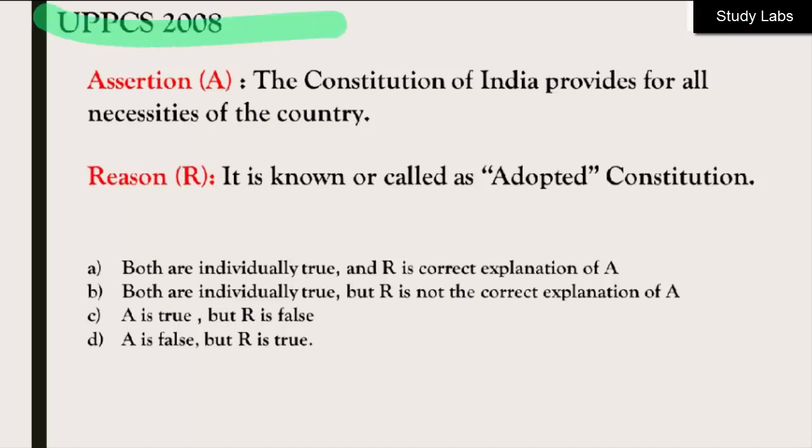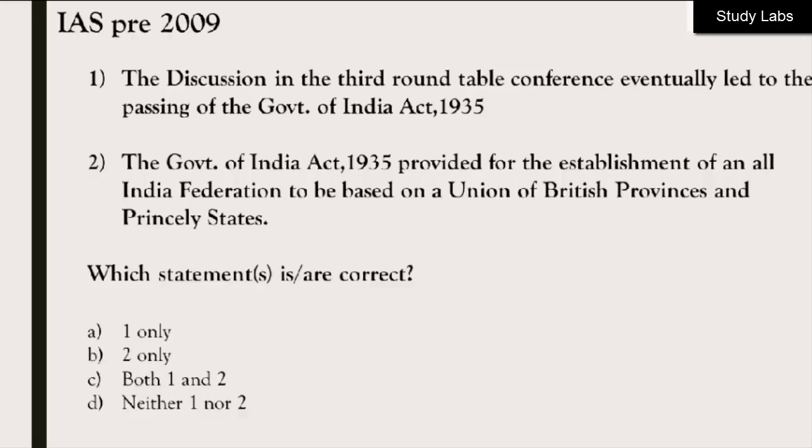This question was asked in UPPCS 2008. The Constitution of India provides for all necessities of the country, and it is known as an adopted constitution. This is also right, but you have to tell whether both are individually true and R is correct. You have to tell whether R is a correct explanation of A or not.